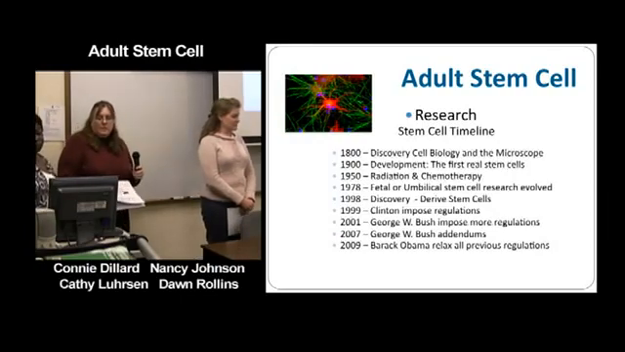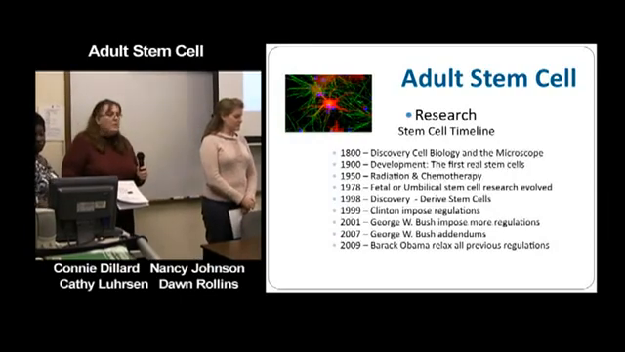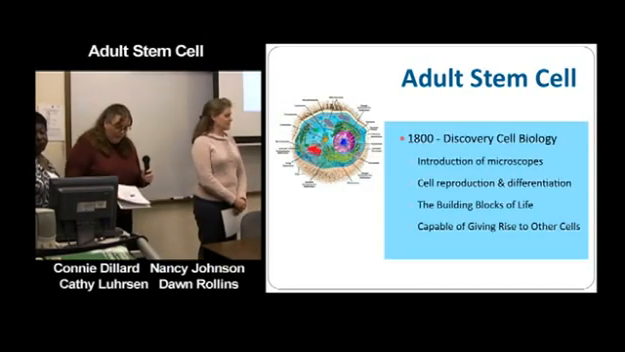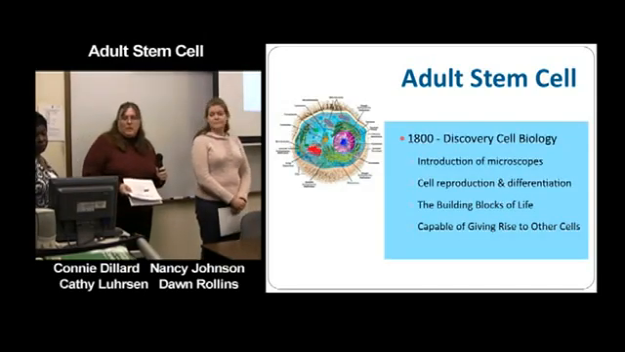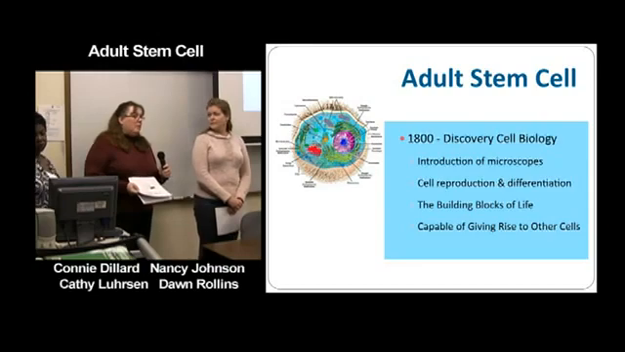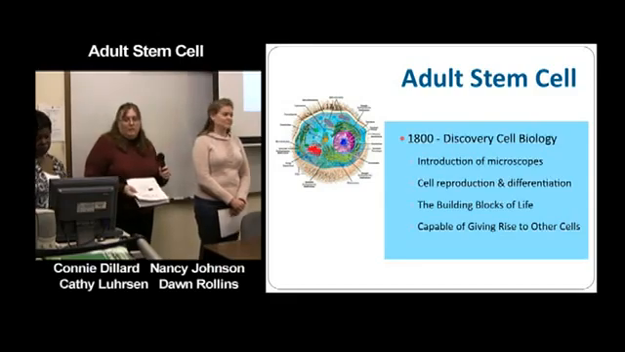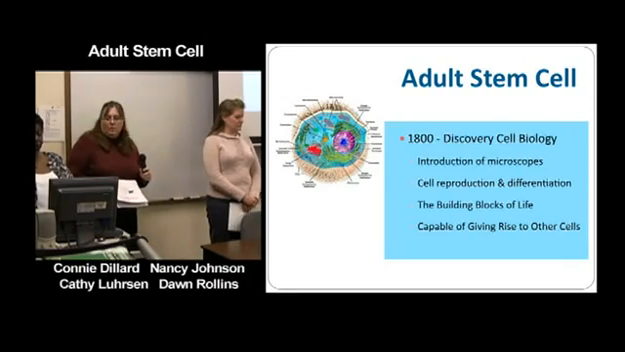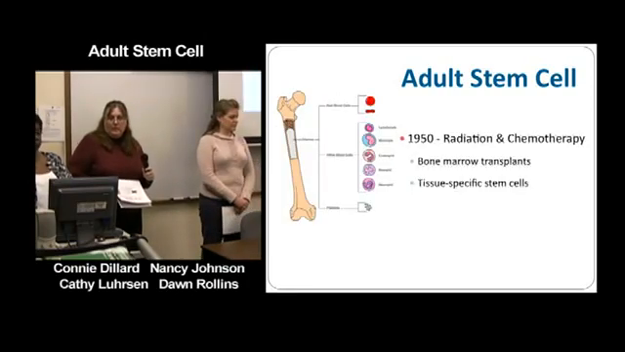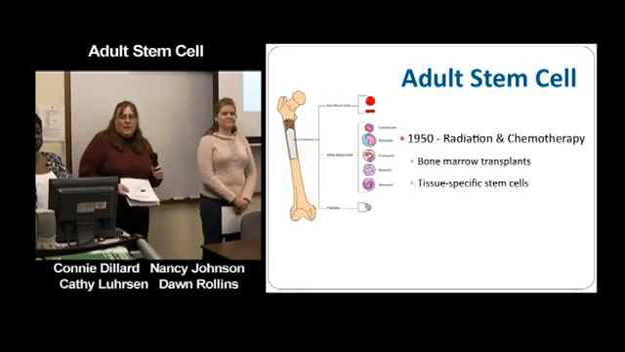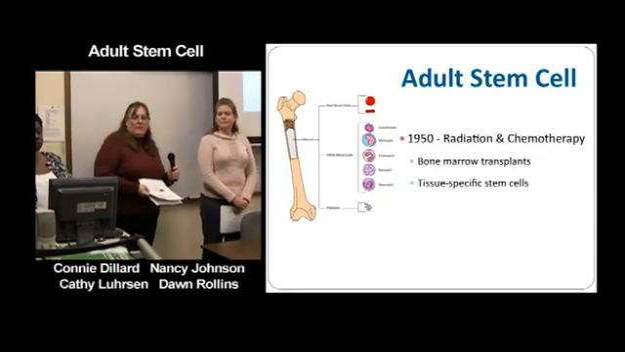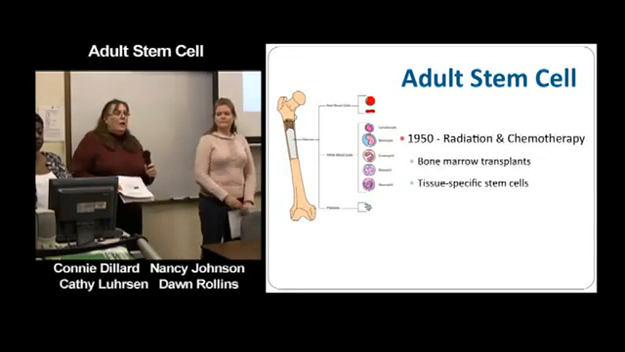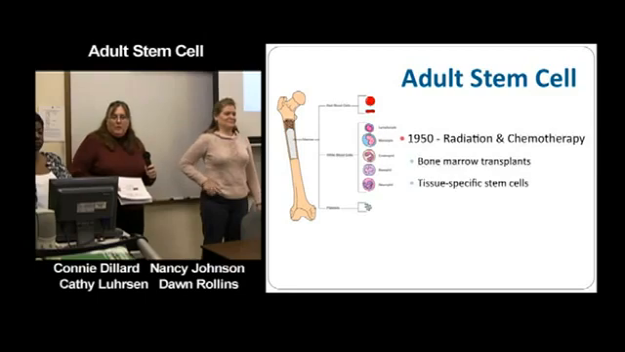In 1800, the discovery of cell biology and the microscope started, and with the discovery of microscopes, scientists first began to look at what our bodies do and how our cells reproduce and how they differentiate, and figured out that they're the building blocks of life and that they are capable of giving rise to other cells. The first real adult stem cell happened as an accident in the 1950s with radiation therapy and also with chemotherapy.